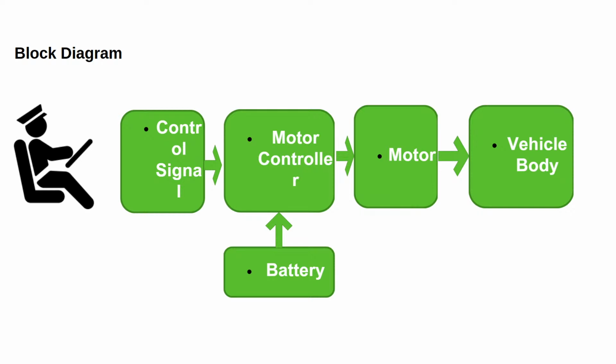So overall, the control signals from the motor controller, motor, battery and vehicle body all work together to ensure the efficient and safe operation of the electric vehicle.